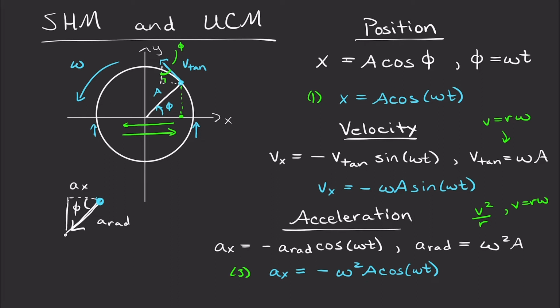And one thing to notice is A cosine omega t, that's just x. So this can also be written as minus omega squared times x. The only other thing there is to add, so we have these two equations. Forgot about my 2 on this one.